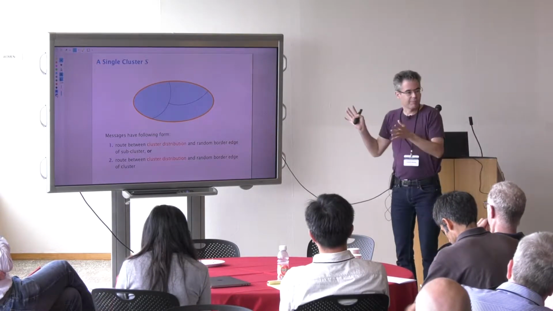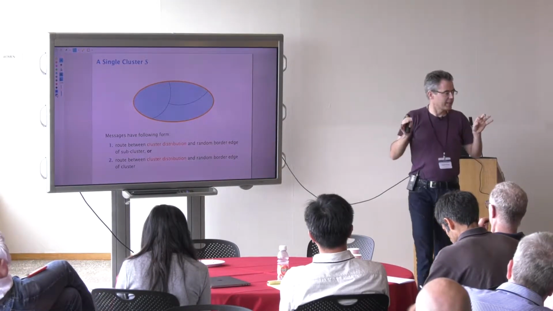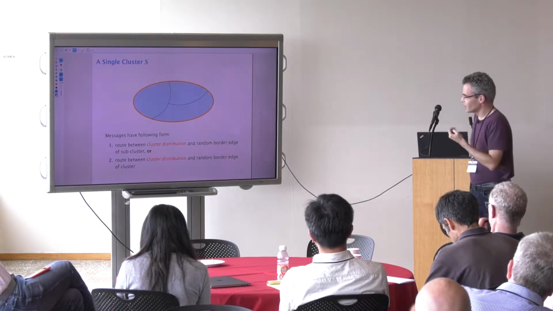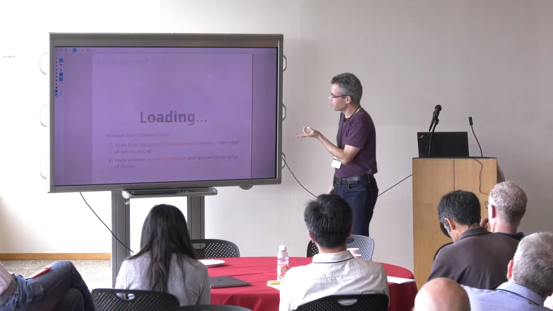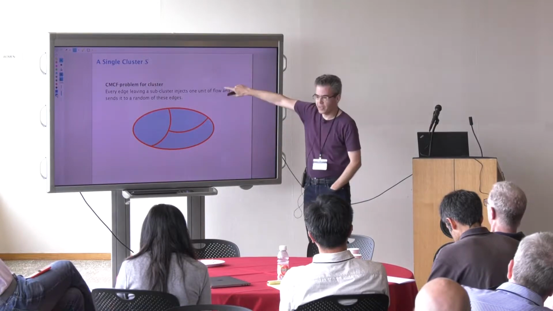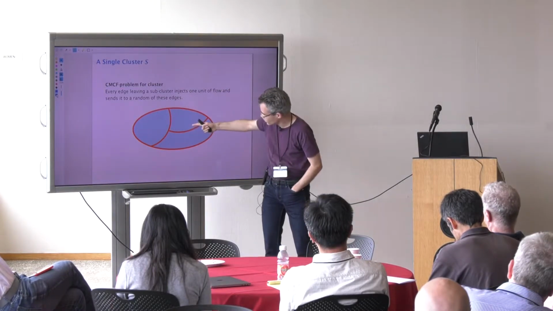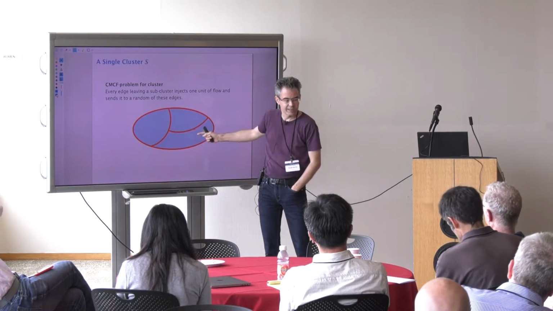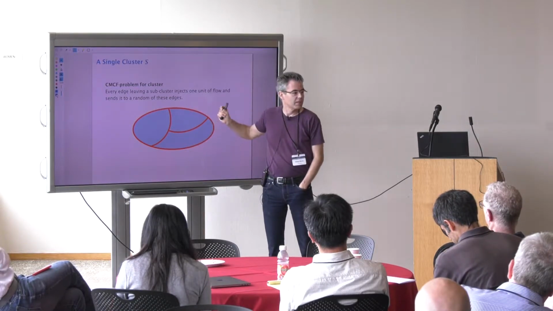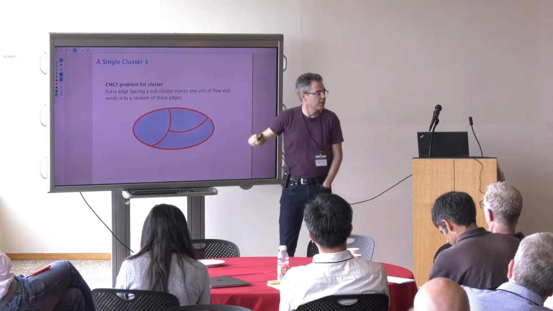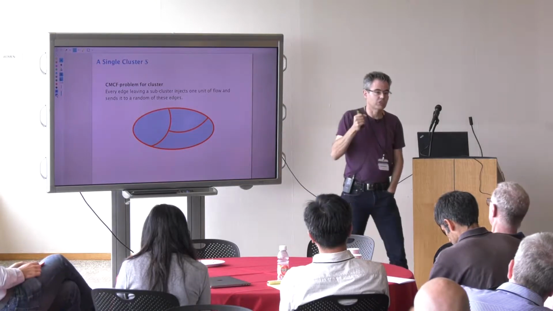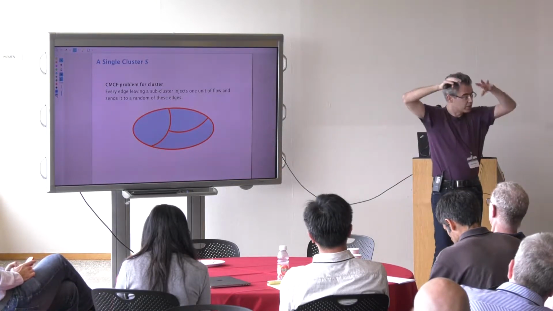And what is this hierarchical decomposition about? The hierarchical decomposition just ensures the following. Define a concurrent multi-commodity flow problem for every cluster. Every edge injects 1 unit and distributes it among all other edges. This concurrent multi-commodity flow problem, you want to be able to solve with small congestion. This is what this decomposition is about.